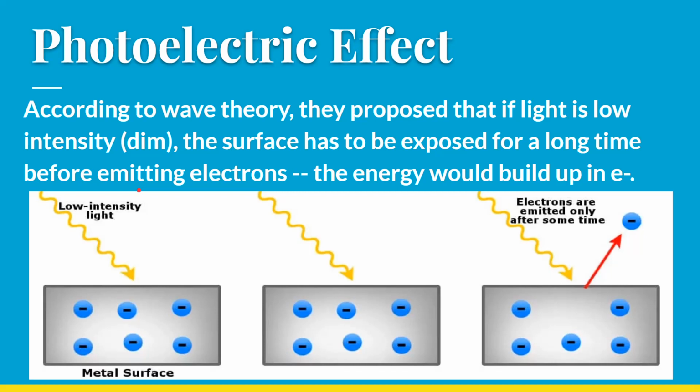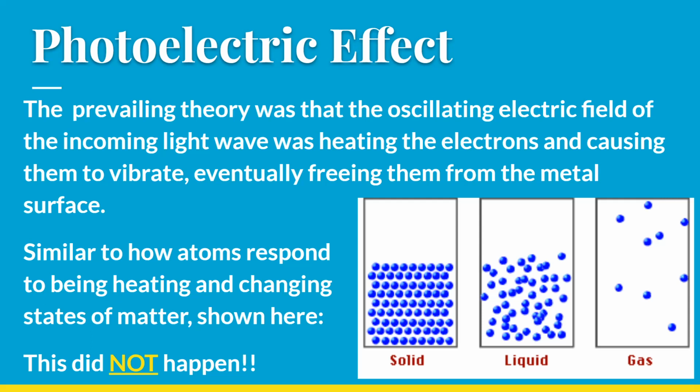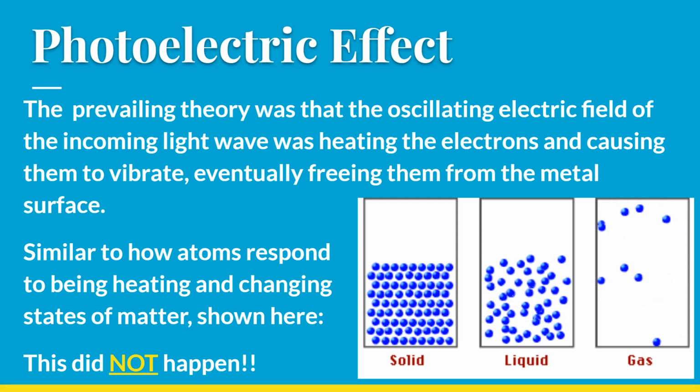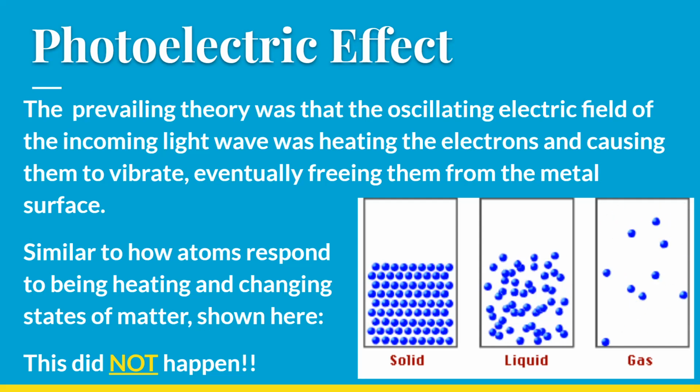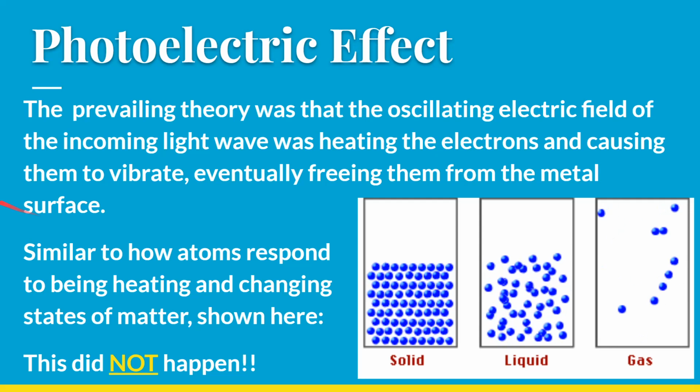So according to wave theory, they proposed that if light is too low intensity, so if it's dim, okay, the surface has to be exposed for a long time before emitting electrons and the energy would build up. So basically, if we keep adding energy to it, it should eventually have enough energy to escape, kind of like boiling water or something like that. Okay, if you add enough heat to it, it should eventually at some point have enough energy to escape. But that's not what happened. Okay, so this is what they thought was going to happen because they thought light was a wave, but that is not what happened whenever they did the actual experiment.